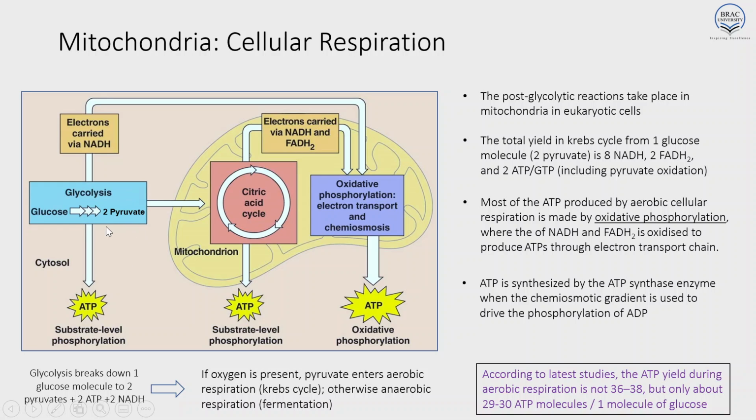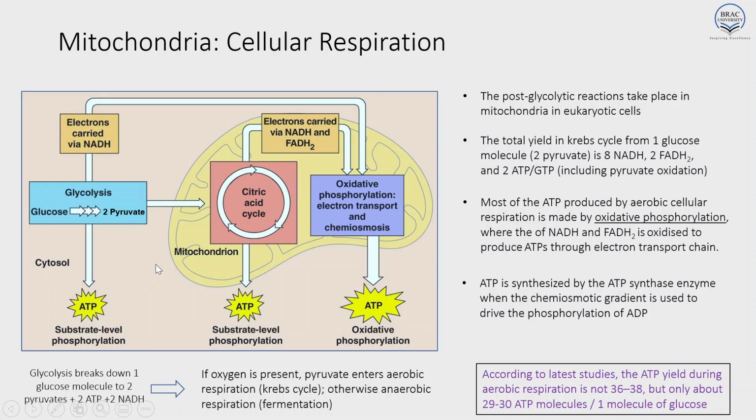Pyruvate is 3 carbon. So 2 three-carbon molecules means the glucose is broken down into half. Glycolysis also produces ATP, 2 ATP net. It produces 4 ATP, but 2 were consumed, so net 2 ATP. And it also produces NADH. The NADH is further oxidized to produce ATP, and the NADH oxidizing enzyme resides in the inner membrane of the mitochondria.